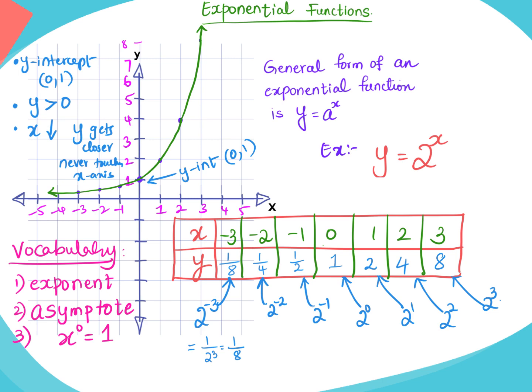So these are some of the significant features that we are discussing. This has a horizontal asymptote, which is your x-axis, and the equation of that asymptote is y equals 0. These are some of the important significant features we are noticing.